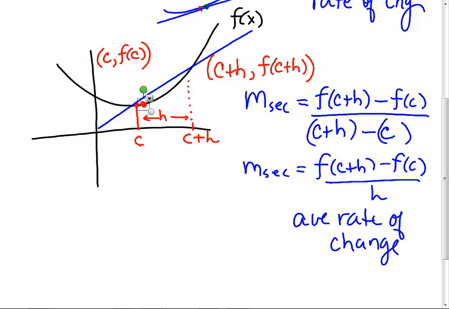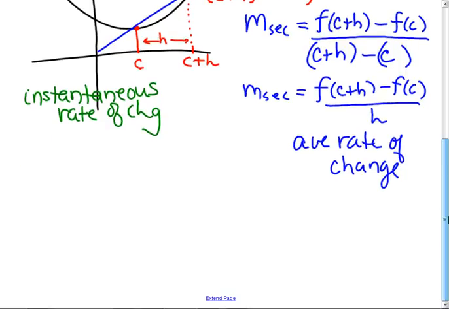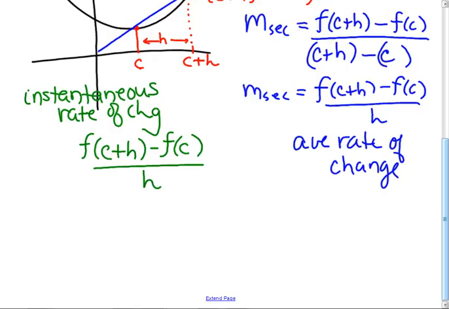It's going to what? So that's the limiting value. So an instantaneous rate of change is taking the slope of my secant line and taking the limit of it. That's all it is. Then we take f of c plus h minus f of c, all over h, and I'm going to let h go to 0.